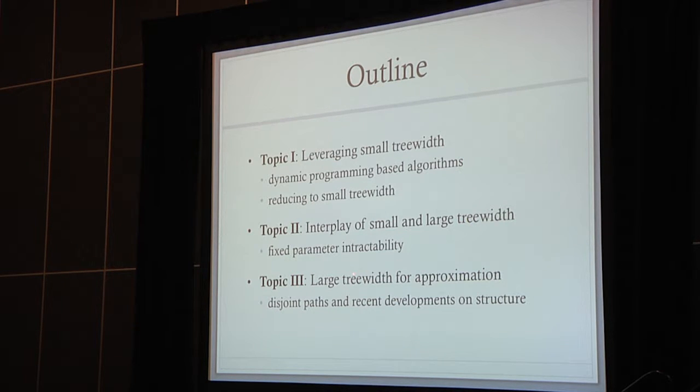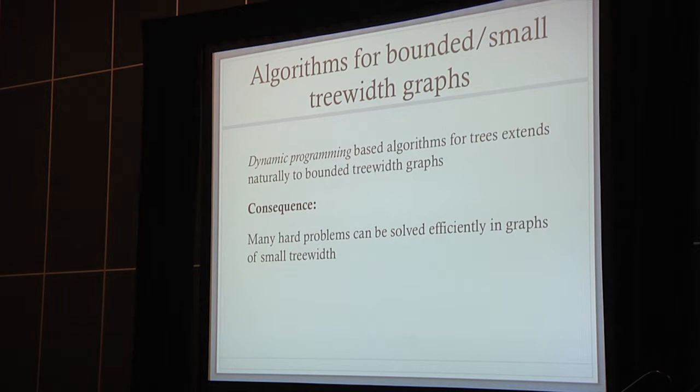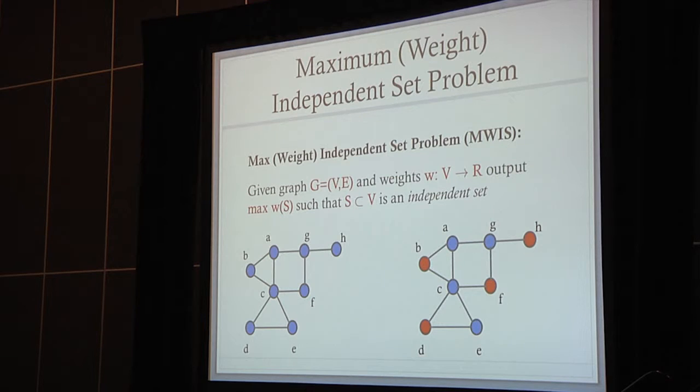And the third topic will be using large tree width directly for certain approximation algorithms and how those led to some improved understanding of the structure of graphs. So hopefully you'll see all three of these and have a reasonable picture of how to use tree width in applications. Okay, so let's do topic one. And the high-level idea is that the recursive decomposability with small width allows dynamic programming algorithms for many problems. And that's not a very hard observation. It's just that we have to see some details of that.